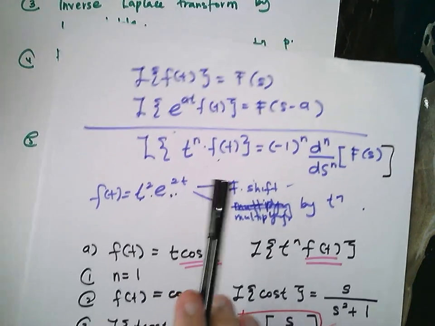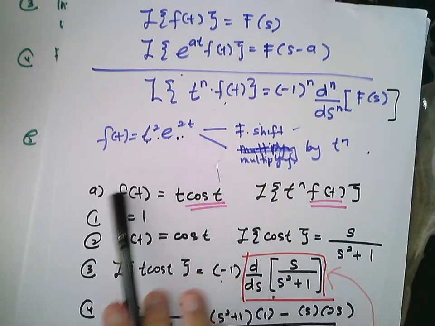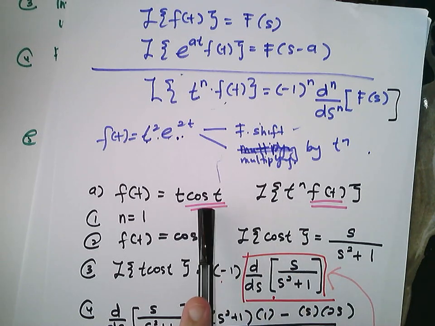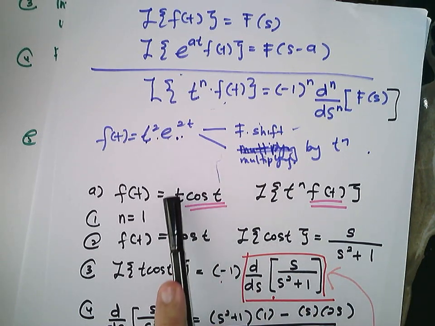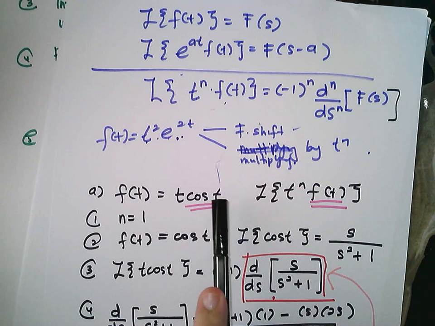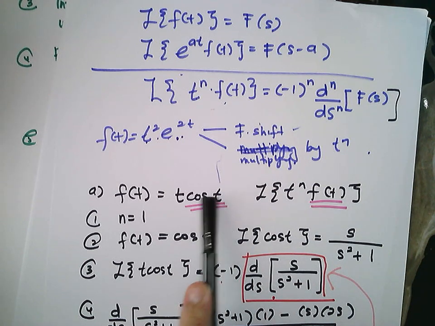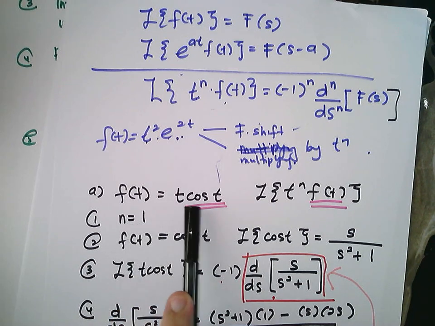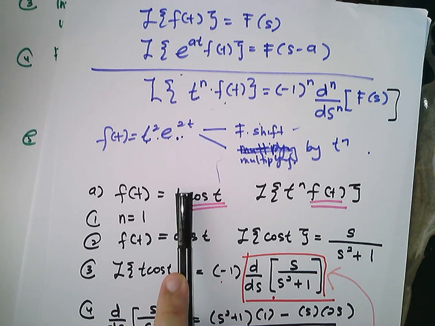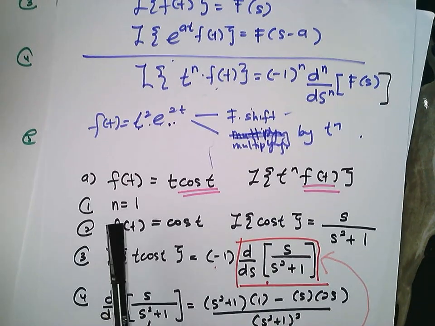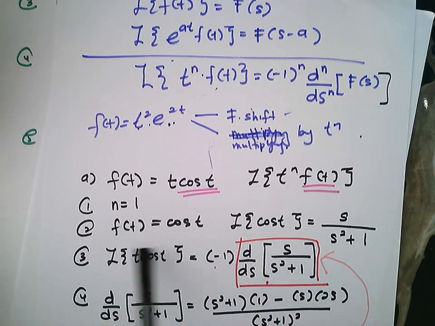In this example, you know that your f(t) is equal to cos t by comparing this one with the general one here. So you know that your f(t) is equal to cos t and your n is equal to 1. Where did I get this value? It is from your t here. The power is 1.